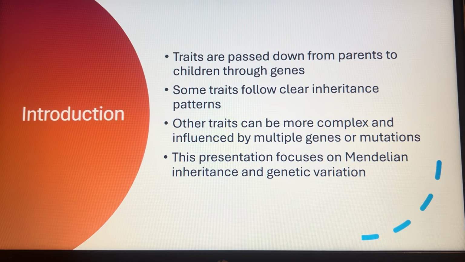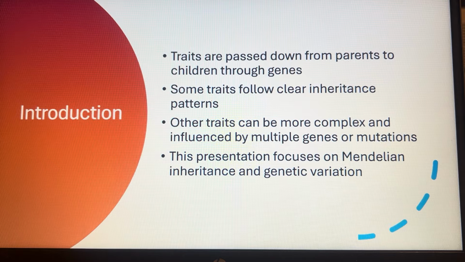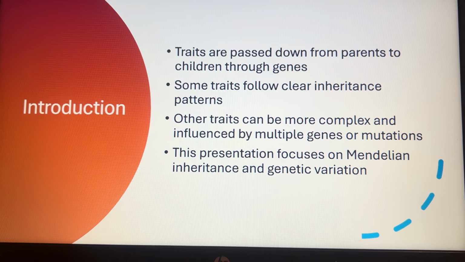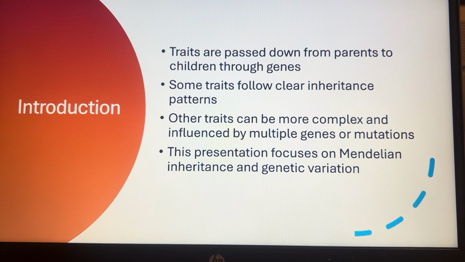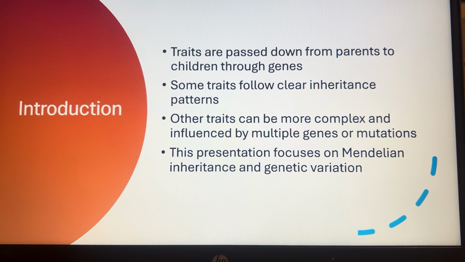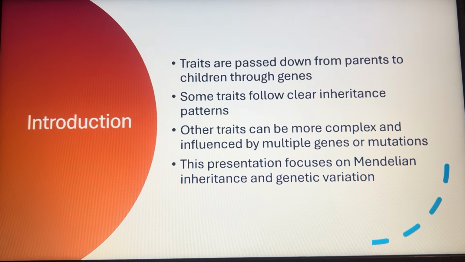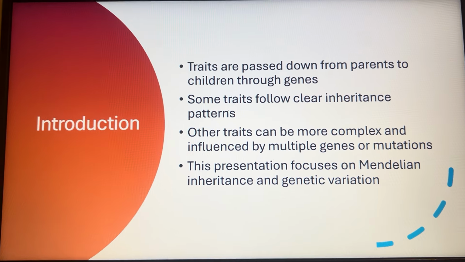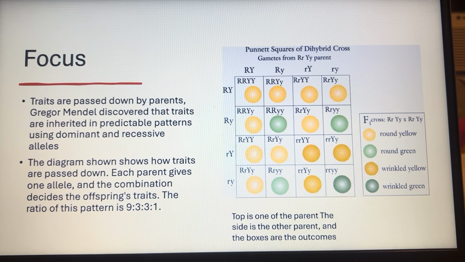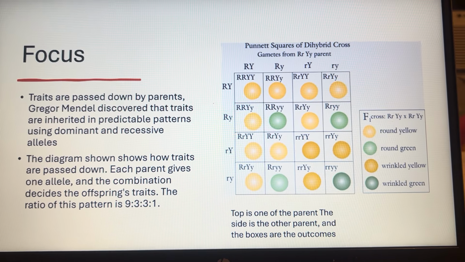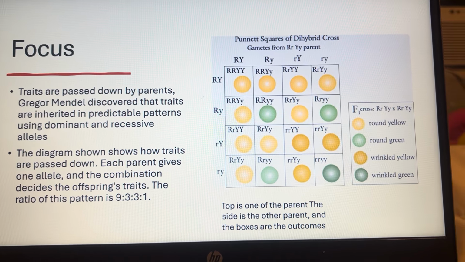Introduction. Traits are passed down from parents to children through genes. Some traits follow clear inheritance patterns, while other traits can be more complex and influenced by multiple genes or mutations. This presentation focuses on Mendelian inheritance and genetic variation. The focus of my presentation is how traits are passed down by parents.